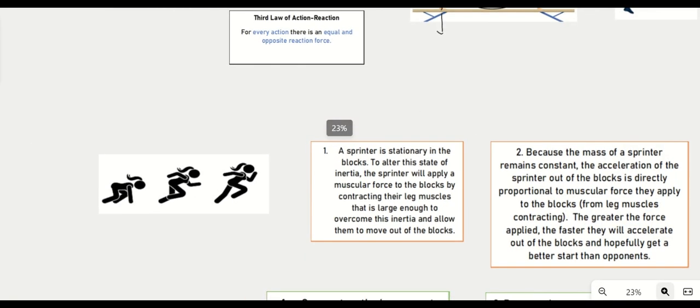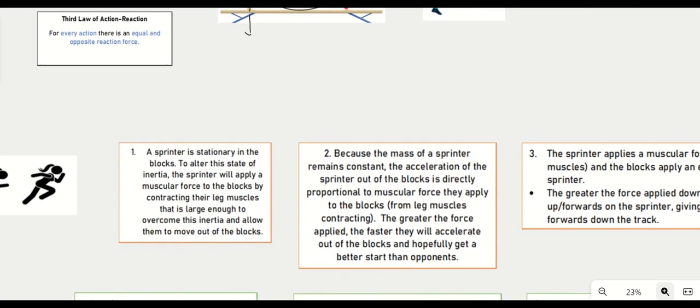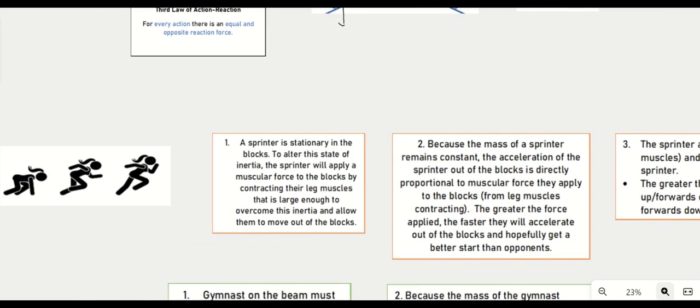All right, so here we've got our sprinter, and where it says 1, 2, and then 3 across here, they're each of the laws that we're going to talk about. We've kind of covered all of these already with the sprinter, but let's just have a quick whiz through. So the sprinter is stationary in the blocks. To alter her state of inertia, because that's what she's in, she's stationary, she's going to apply a muscular force to the blocks by contracting her leg muscles. That force needs to be large enough to overcome her inertia, so it allows her to move, that initial movement out of the blocks.